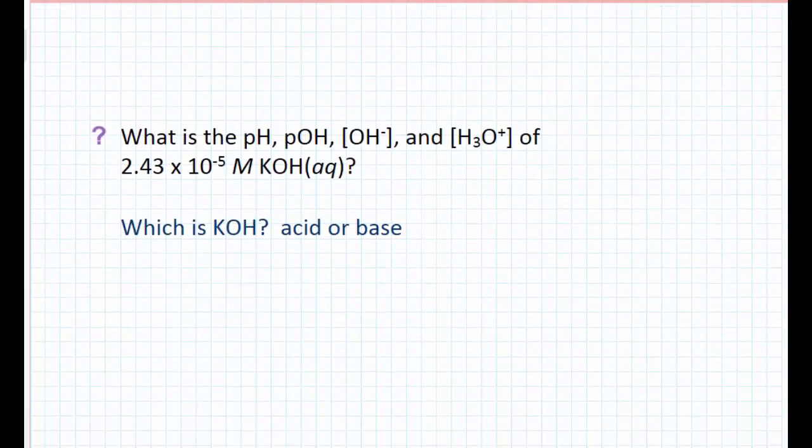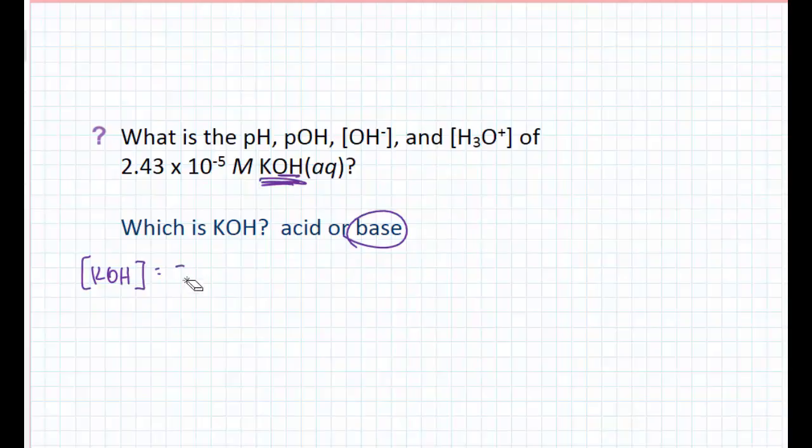The only other situation right here, here's a similar kind of question, but here's a concentration of KOH. Is KOH an acid or a base? It's a base because of its hydroxide. Okay? So concentration of KOH given in the problem was 2.43 times 10 to the negative 5 molar. Of our four kinds of calculations we did here, what will that be the same as? What is the ion that bases produce?